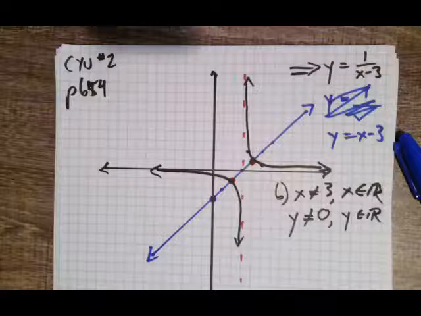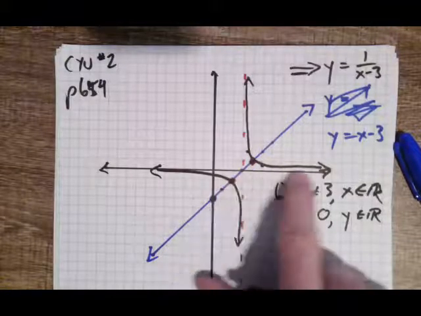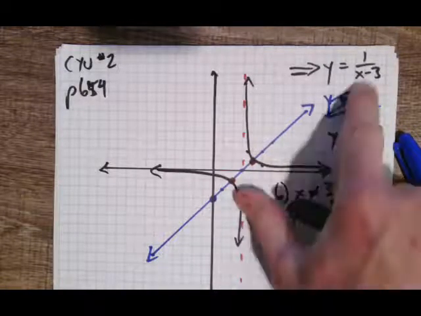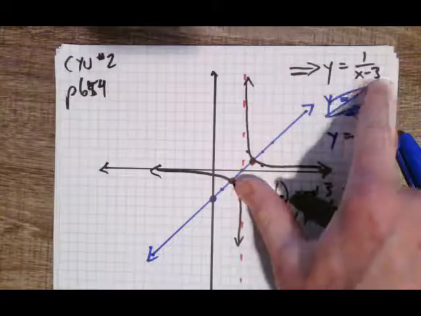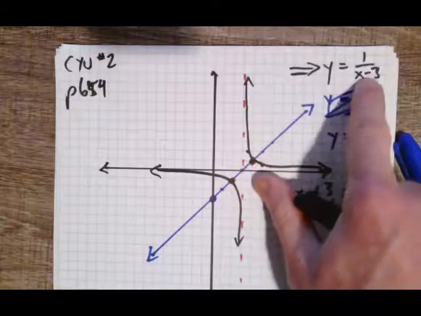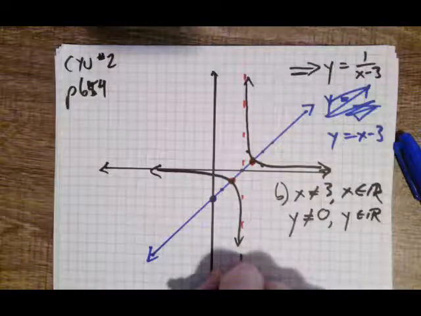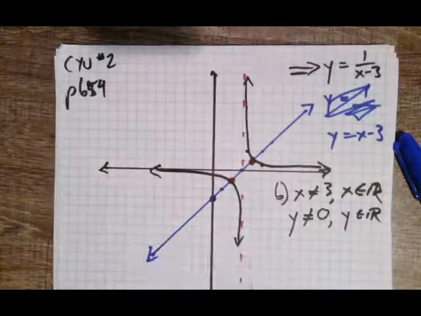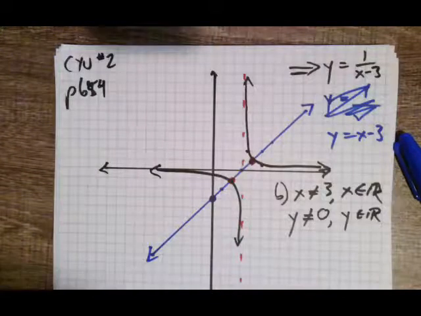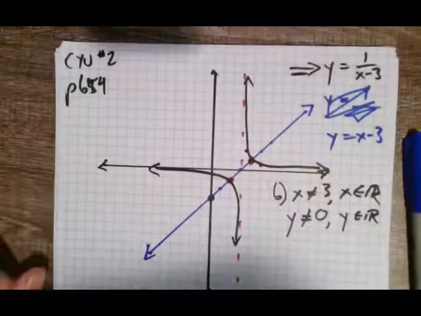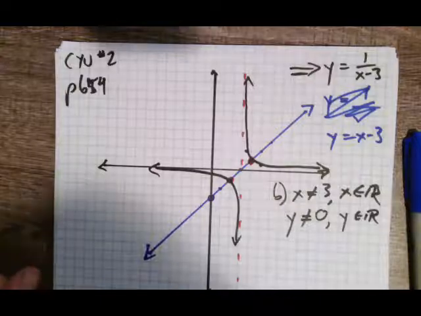Like if we put in x is 1,000, so 1,000 minus 3 is 997. 1 over 997 is a pretty tiny number. Still not 0. Okay? Same as if it was negative. Man, this is hard to do like this.